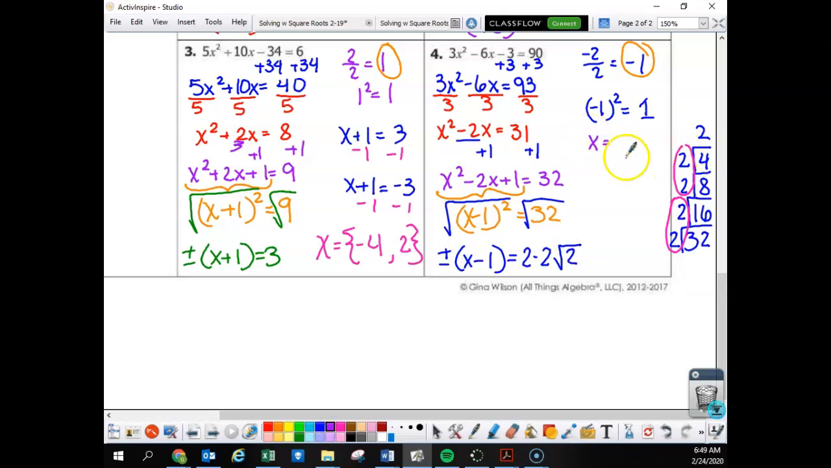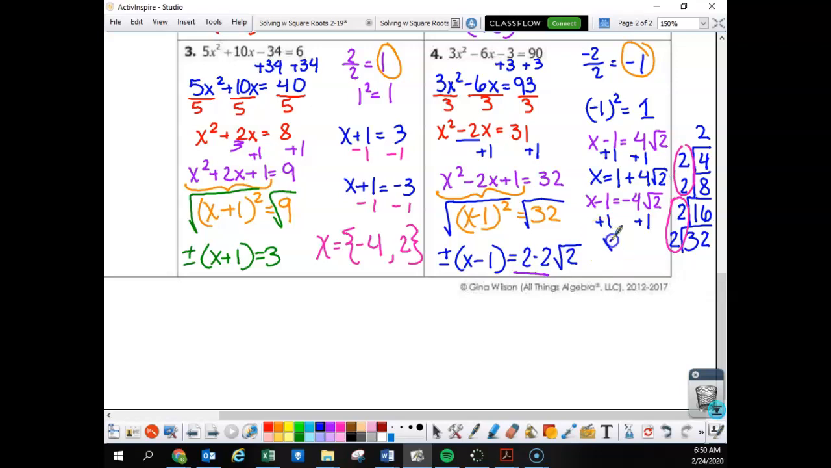So you have x minus 1 equals 2 times 2 is 4, so this is 4 square root of 2, and x minus 1 equals negative 4 square roots of 2. So you add 1 to both sides. Now, 1 plus 4 square roots of 2 is exactly what I just said. It's 1 plus 4 square roots of 2. You're not going to combine them. There's no way. I don't know what those values are.